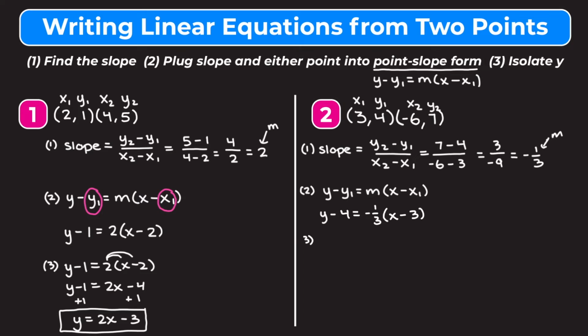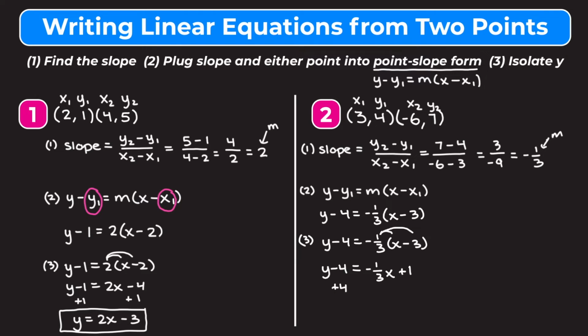And now we're just going to simplify that. So we have y minus 4 equals negative 1/3 times x minus 3. I'm going to start by distributing this negative 1/3. So on the left side I'll have y minus 4. On the right, negative 1/3 times x is negative 1/3 x. Negative 1/3 times negative 3 is going to give me a plus 1.